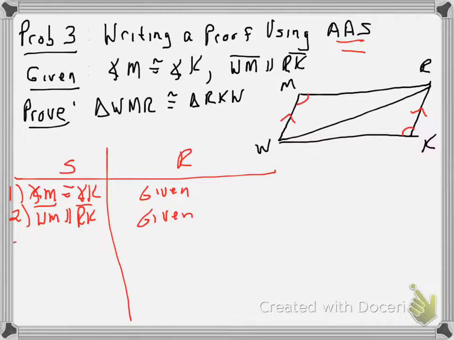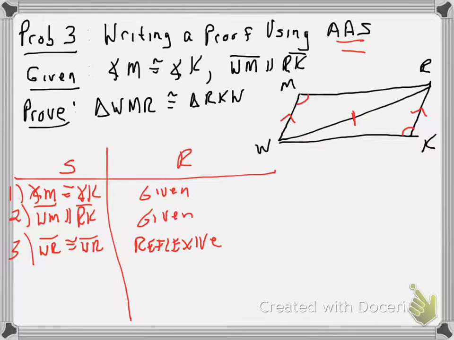Okay, so we need to have an angle and a side in there somewhere. The easiest thing to do is to get my side, and I see right here WR, this side right here. WR is congruent to WR by the reflexive property. Again, it's going to be your best friend. Don't go anywhere without him. Okay, so that's our reflexive property.